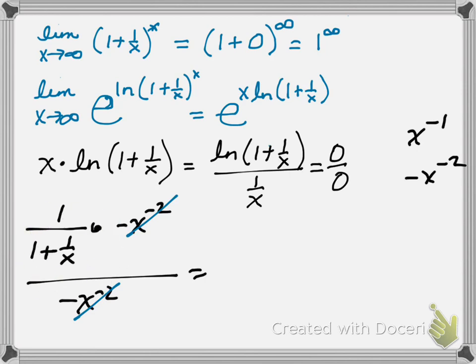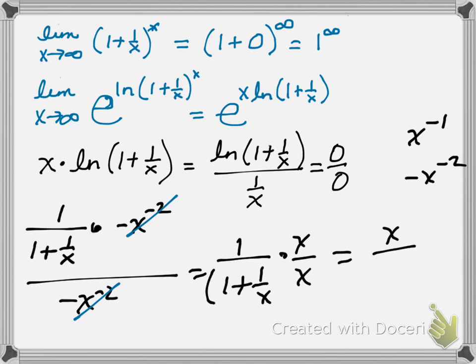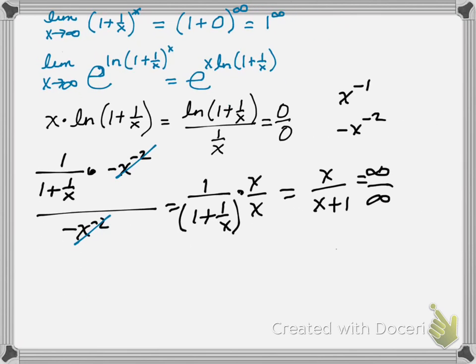Okay, so I've got 1 over 1 plus 1 over x, and I'm probably going to want to multiply the numerator and the denominator times an x, so I don't have a fraction within a fraction. So if I take this one times x, I'm going to get x plus 1. Alright, so now when I go to plug in infinity, I am going to have infinity over infinity. And guess what that means? L'Hopital's rule one more time. But luckily this is an easy one.